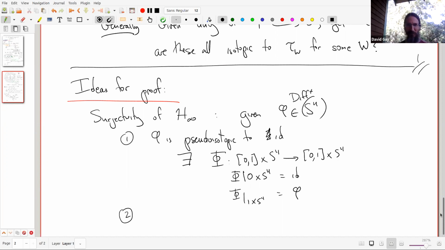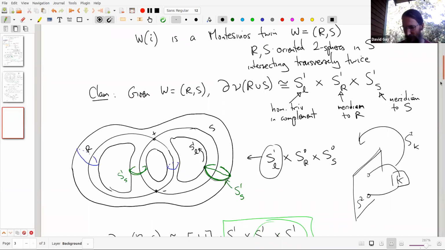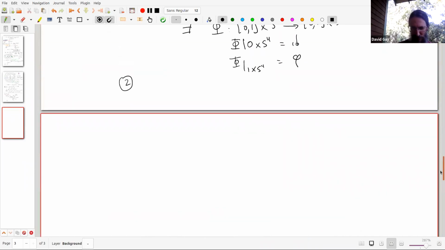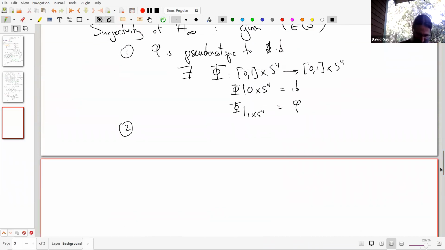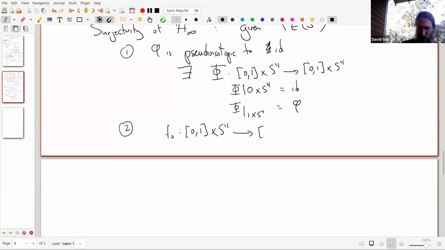So then the next part is to say, well, what can I do with this pseudo-isotopy? I'm going to try to use the pseudo-isotopy to understand the diffeomorphism. I try to capture the information about the diffeomorphism by considering a Morse function on [0,1] cross S4 to [0,1], which is just going to be projection onto the first factor.